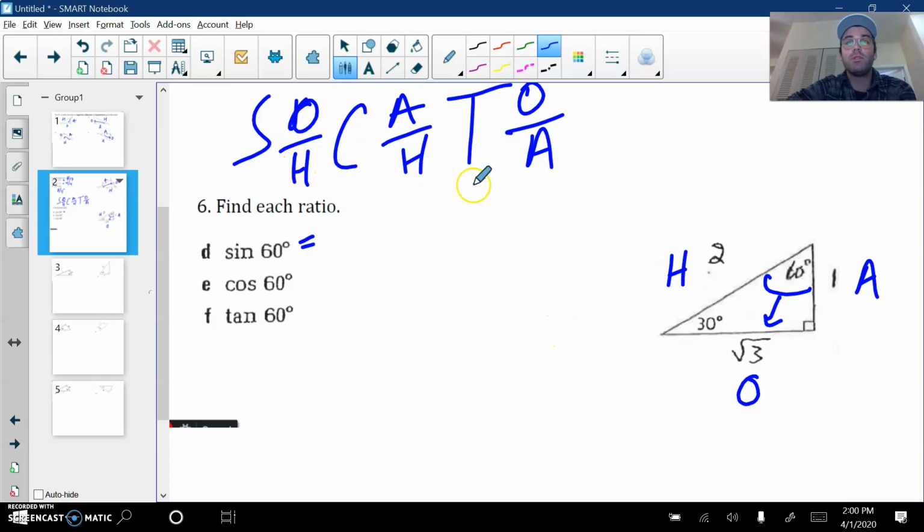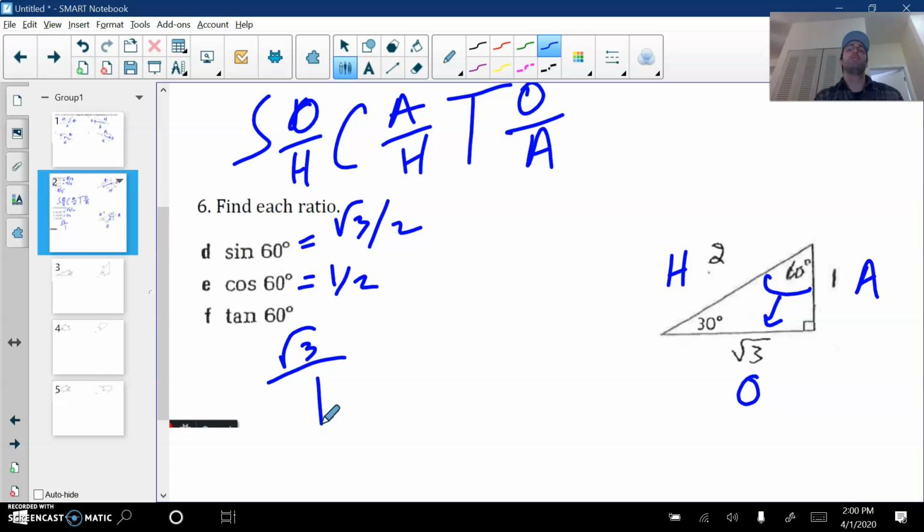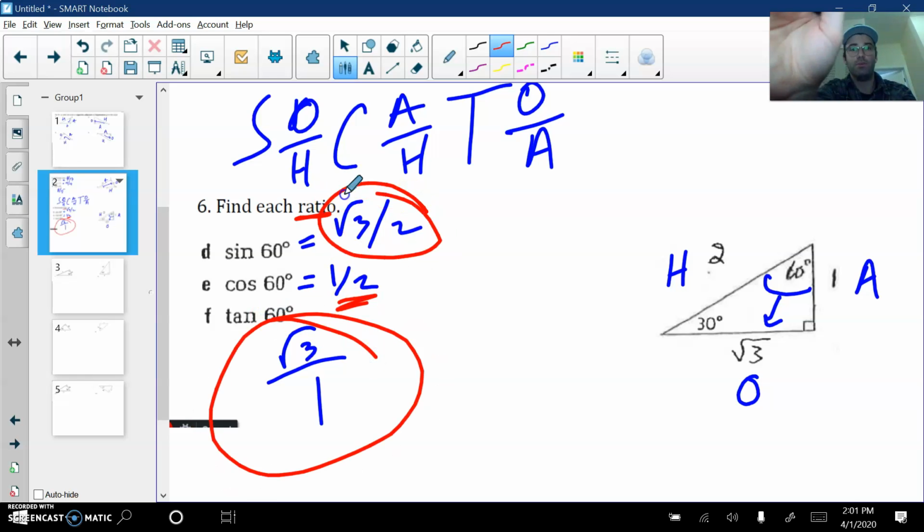Sine, remember, is opposite over hypotenuse, so opposite of the 60-degree angle is root 3. Hypotenuse is 2. Cosine, adjacent over hypotenuse, adjacent to 60 degrees is 1, and 2 is the hypotenuse. And tangent is O over A, so O is root 3, and then A is 1. Okay? Now, some of us may have thought we had to solve. You didn't have to solve for this one. When it says find the ratio, these are all ratios. That's all you have to do. You don't have to simplify or anything like that.